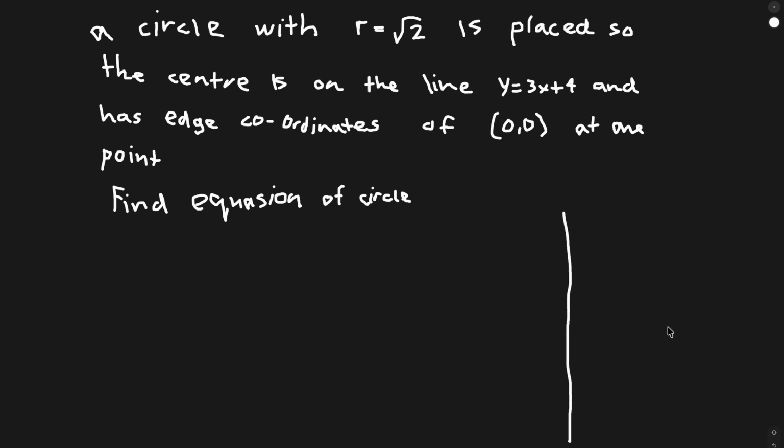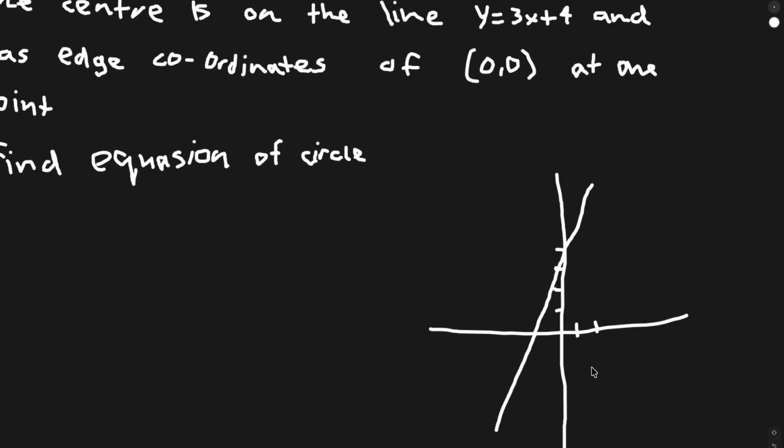So here's our Cartesian plane. Y equals 3x plus 4, so our intercept's going to be 4 up. So 1, 2, 3, 4. And our line's going to have a gradient of 3, that's 1 there. So it'll go like that, and it'll go like that.